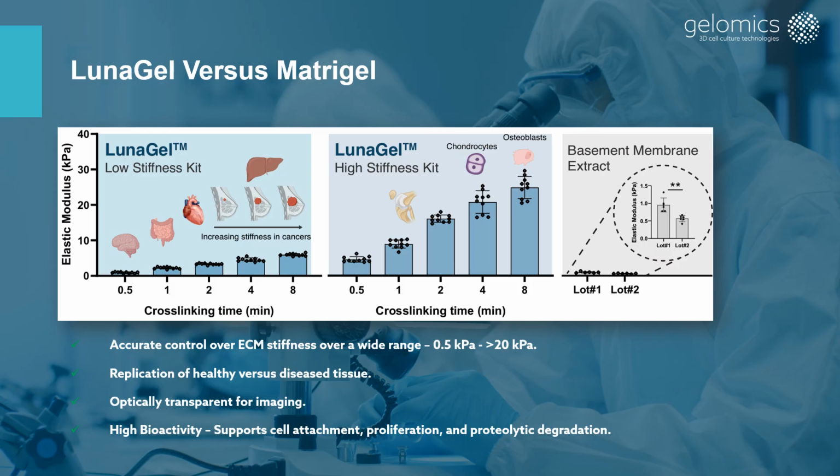Whereas Matrigel relies on thermal gelation, LunaGel is chemically modified for photopolymerization in the presence of visible light photoinitiators and 405 nanometer light exposure. The stiffness of the resulting hydrogel is precisely tunable by modulating the duration of light exposure, which allows scientists to generate matrices ranging from 1 to 40 kPa and model both healthy and fibrotic or tumor-like environments.